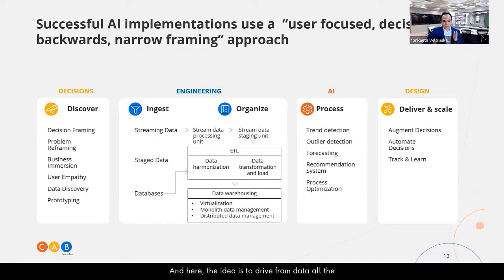And here the idea is to drive from data all the way to decisions. And in fact, start with the decision and drive decisions from data. In some cases, it will be about augmenting decisions. In some cases, it will be automating decisions. But find out that human-machine collaboration and build it user-focused, decision backwards, narrowly framed. That's the big insight for us.